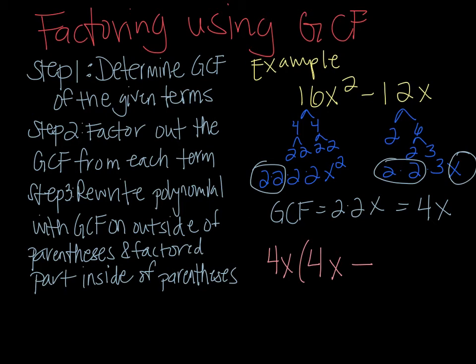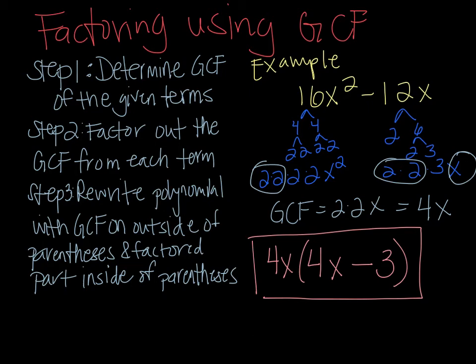Minus 4x times what would give me 12x? And I know 4 times 3 equals 12. So this would be my final factored form for 16x squared minus 12x. Let's try some more examples on the next page.